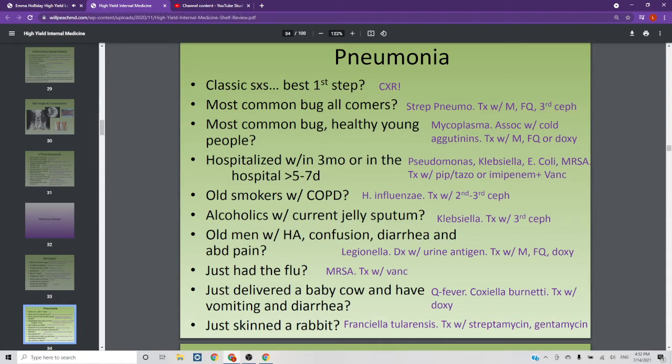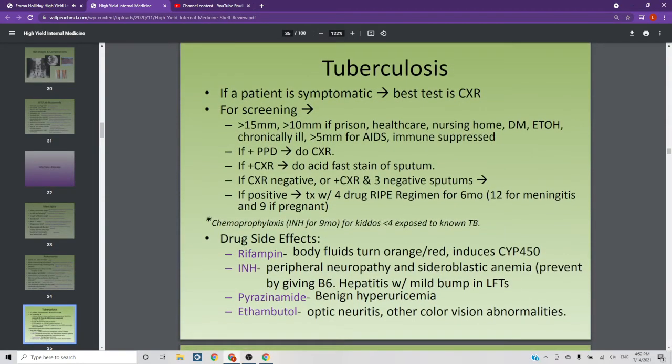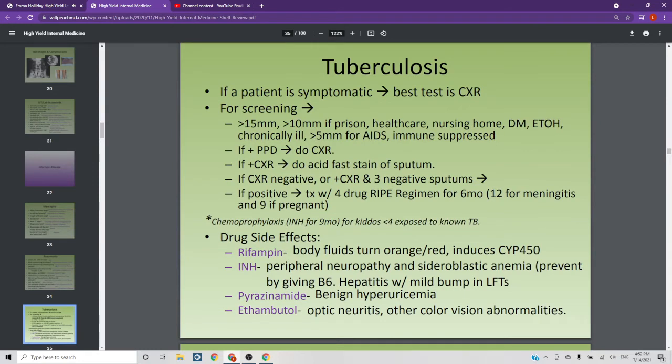Whatever. Okay, tuberculosis. So remember, if the patient has symptoms and you're really worried about TB, got to get a chest x-ray to see what the involvement of the lungs is looking like. For screening, we give the PPD, and there are different thresholds for positive PPD depending on your level of risk. So if the PPD is positive, the next test is always a chest x-ray. If the chest x-ray is positive, we really want to get a sputum culture and do acid-fast staining of the sputum. If the chest x-ray is negative, it takes 3 negative sputum cultures to reassure us that we're okay.